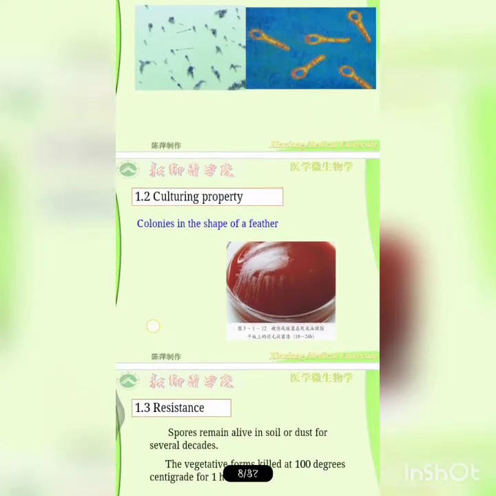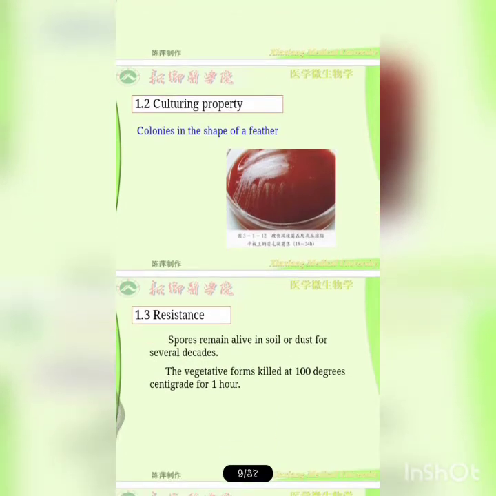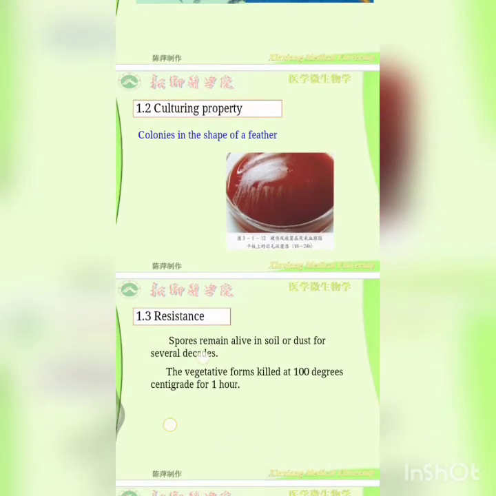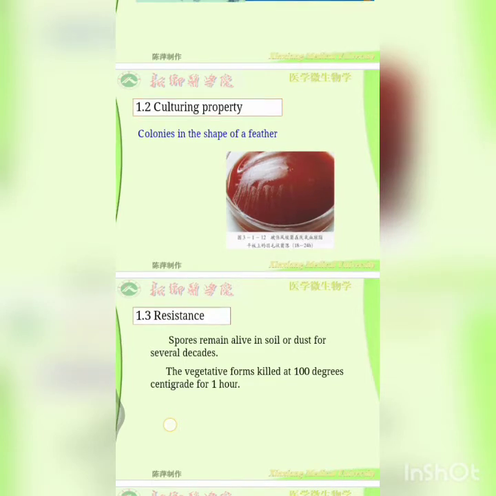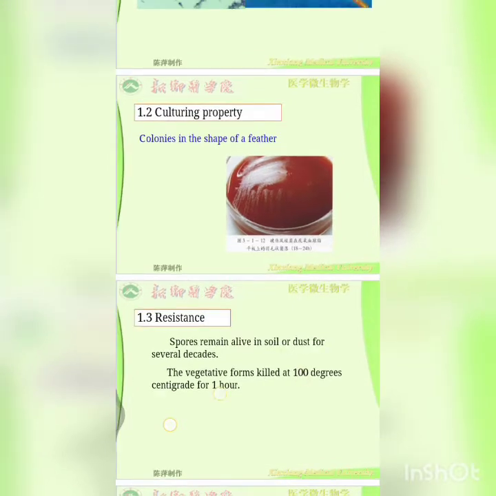Next we have resistance. These spores remain alive in soil or dust for several decades, which is why they are very resistant and are able to cause many infections. The vegetative forms are killed at 100 degrees centigrade for 1 hour.